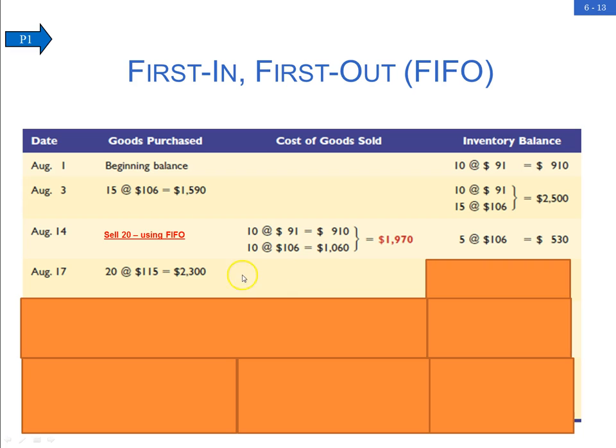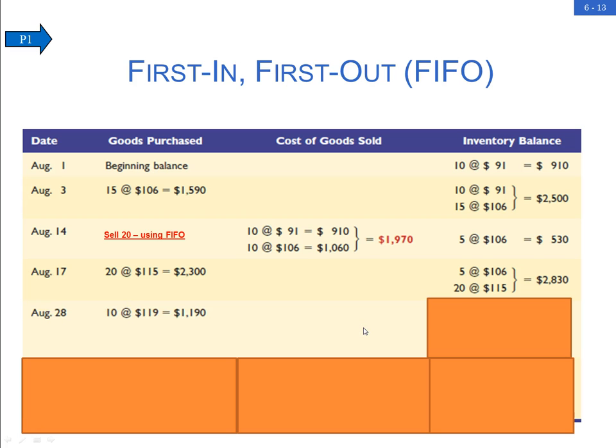So August 17 comes along, we purchase 20 more bikes. This is what's in inventory after we purchase it. The 5 from before and now 20 more that cost us this. Same thing, August 28th, we're going to purchase 10 more bikes at $119. This is now what's in inventory, both on a per unit cost basis and a total cost of all the inventory. So we've got ourselves 35 bikes with different costs now.